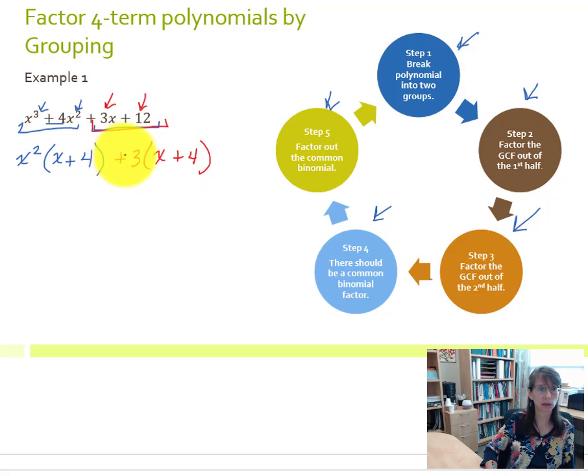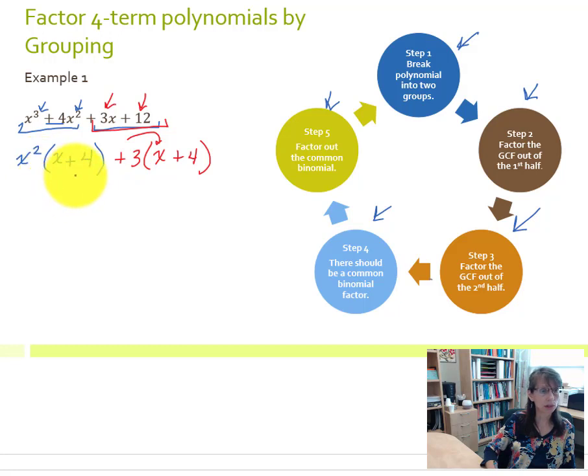So be sure to include any plus or minus that is required. How do you know if you should use plus or minus? Well, when you are distributing, that's when you'll know. Positive 3 times positive x is the only way to get positive 3x. So that's how I knew to use a plus sign there.